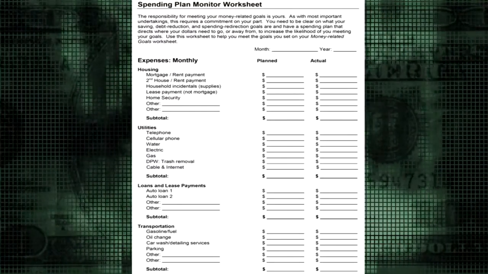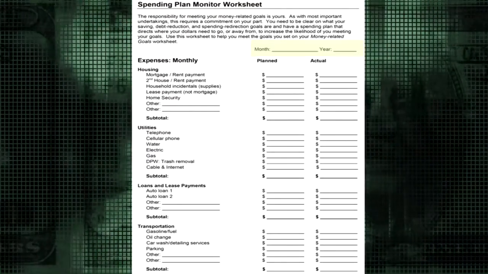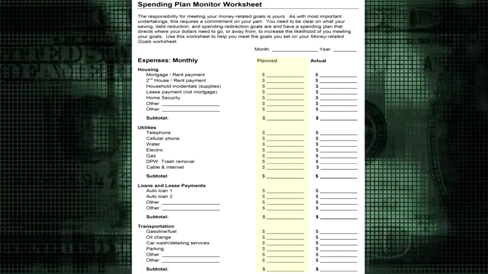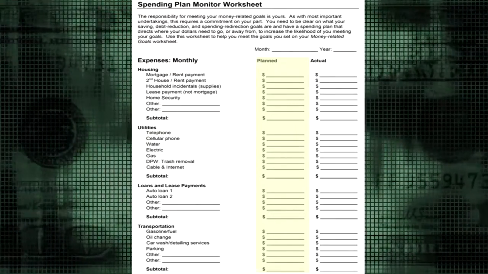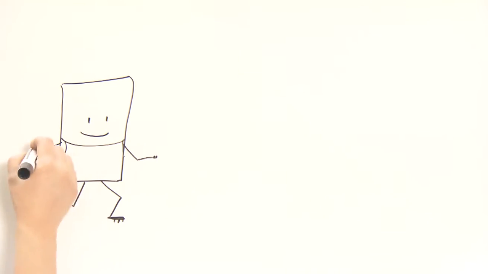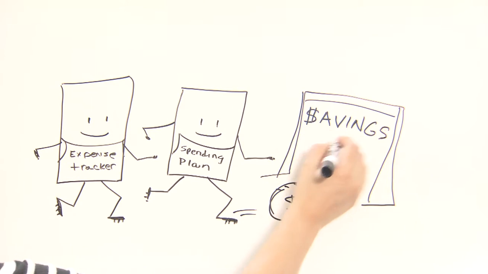On your Spending Plan Monitor, enter the month. Next, enter the amount you plan to spend on each item within each category in the Planned column. Do I do the same thing with my Expense Tracker and Spending Plan Monitor that I did for my savings goal? Yes.